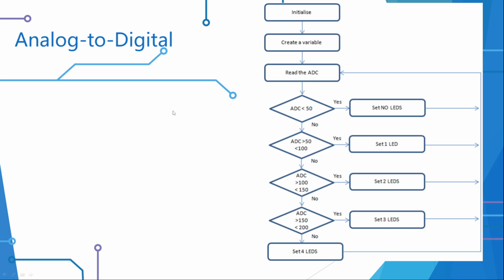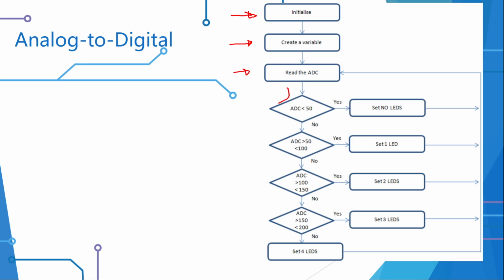This is the flow diagram. So we're going to initialize the chip by a simple command. We will create a variable. I'll show you how to do that. Then we're going to read the ADC and assign it to our variable that we previously created.